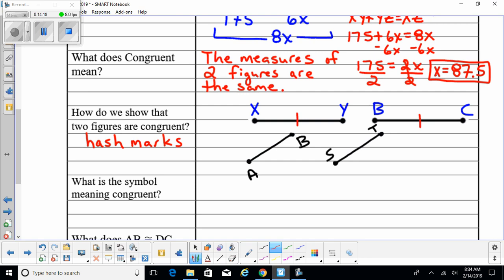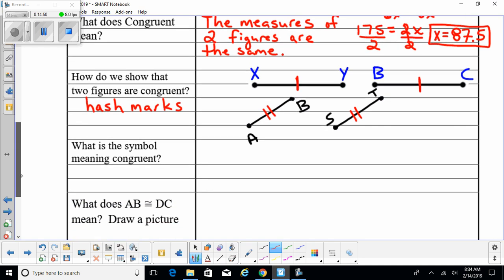And another way we might show AB is congruent to ST in this case would be to have 2 hash marks. There's no real rhyme or reason with the number of hash marks that you put onto your segments to show congruency, but having the situation in front of us, we would then know that XY and AB, for instance, are definitely not congruent, but that XY and BC are definitely congruent because of their hash marks, which shows 1 here and 1 here. So how do we show that with a symbol?